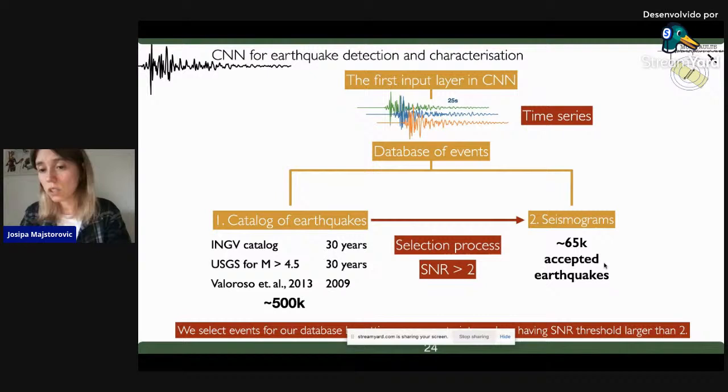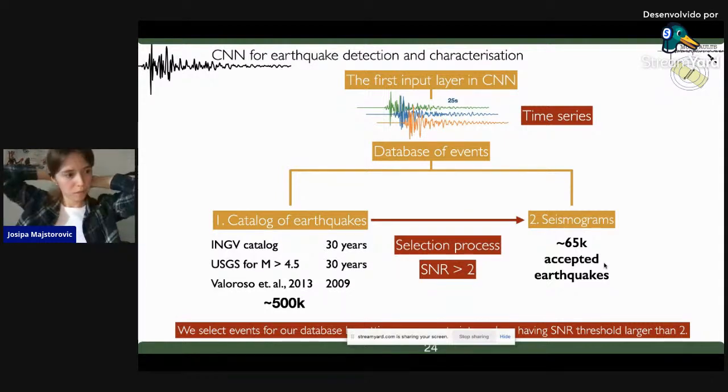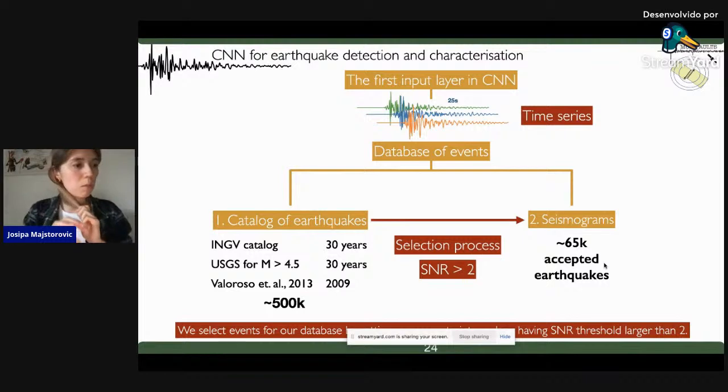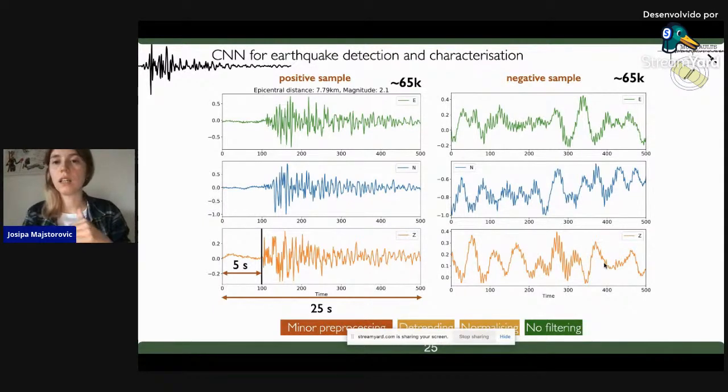So these 65,000 events define our database. But if you want to use your deep learning model to scan the continuous data, you're also aware that there is a lot of noise. Basically, 90% of your data is noise. So it means that you cannot only use earthquakes, you also have to have noise data or a negative sample, what we call here. And so complementary to your database of earthquakes, we also need to extract a database of noise. This will represent what is happening with your data, and you can use this to train your deep learning model.